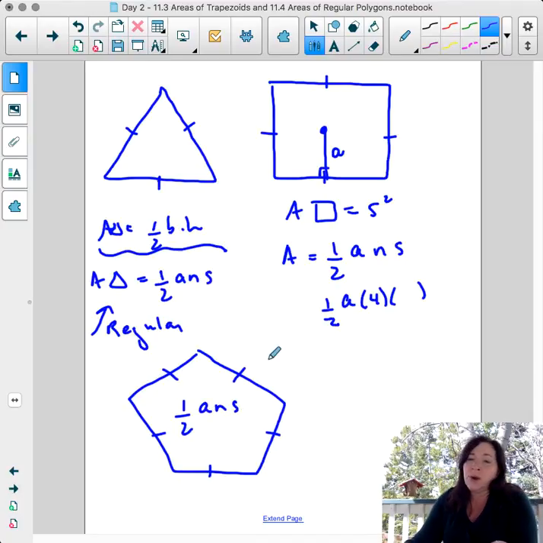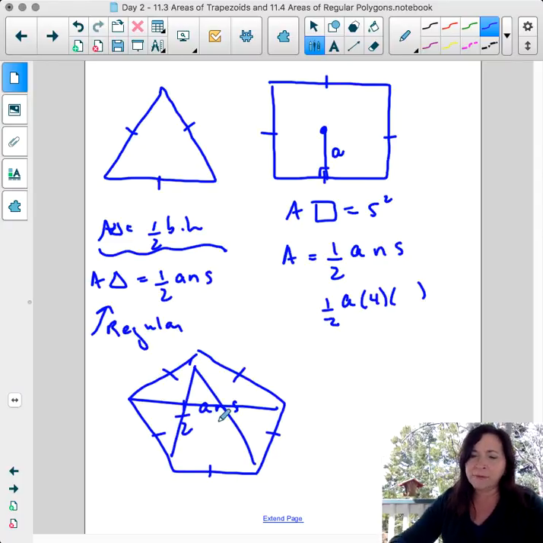If it is not a regular polygon, you're going to have to split it up into triangles or some sort of thing in order to find the area of those shapes.